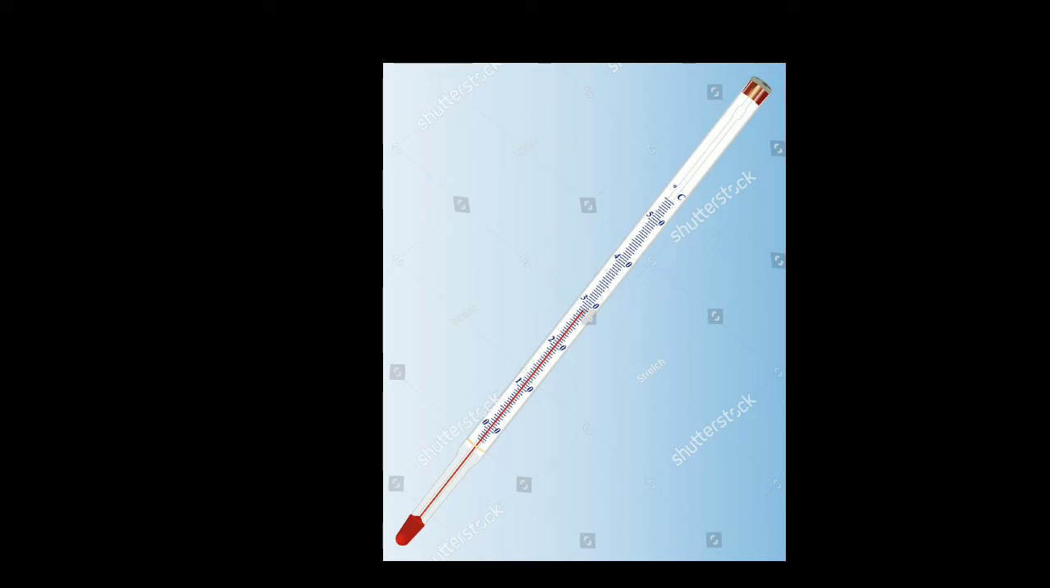So we have to keep this thermometer still in the hot object like the boiling milk and then read the temperature. And it has some similarities: both have a capillary tube in the middle, both are made of glass, and both have a bulb which contains mercury.